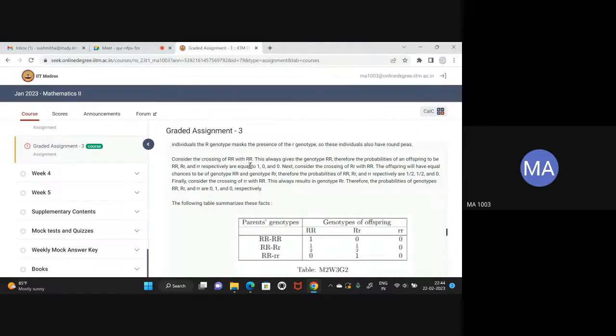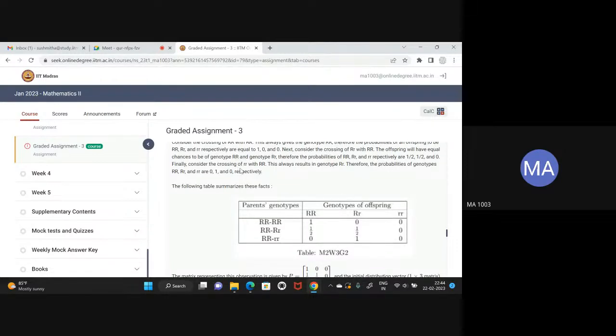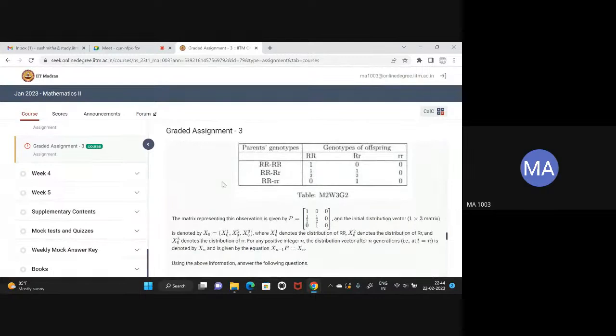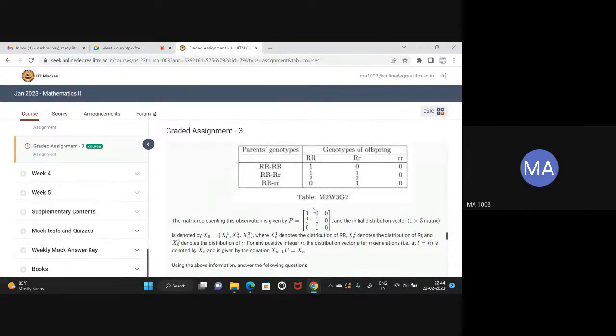Considering RR with RR, this gives RR, therefore the possibilities are on R square. Next, considering Rr with rr, the offspring will have equal chances of being genotype Rr and genotype rr, half and half. Therefore the probabilities are these. Finally, considering rr with rr, it's always rr. So that's going to be this. The matrix representing this observation is given by this.